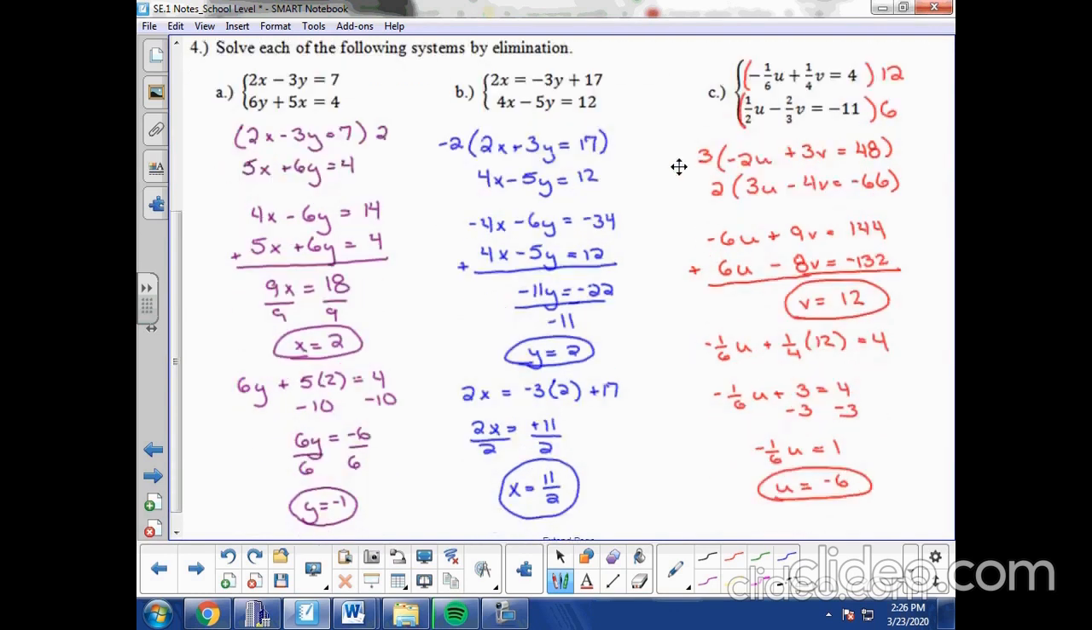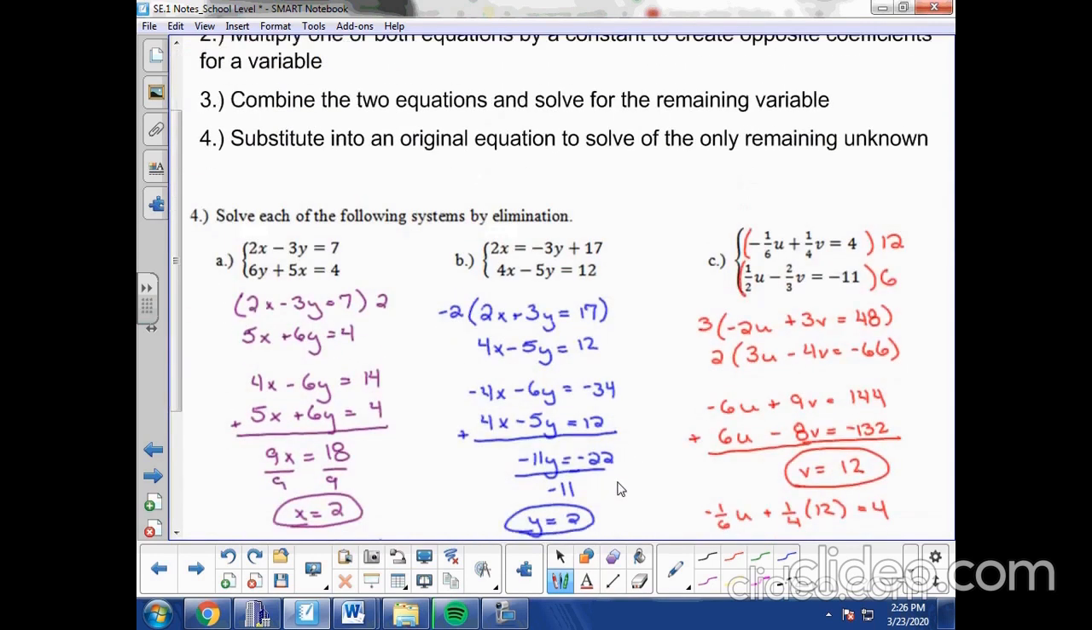The elimination method is nice with fraction equations because you can use a number to multiply to those equations to get rid of the fractions. Then we can work on the eliminating and then solving for variables. Okay? So those are the 4 steps that we're going to follow using the elimination method.